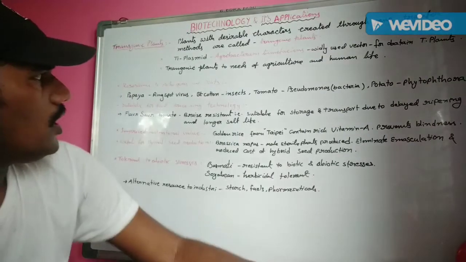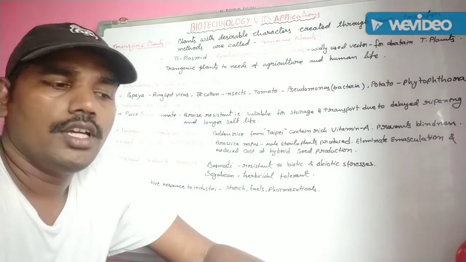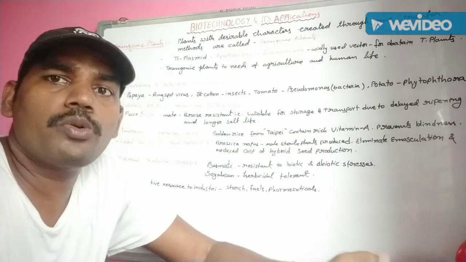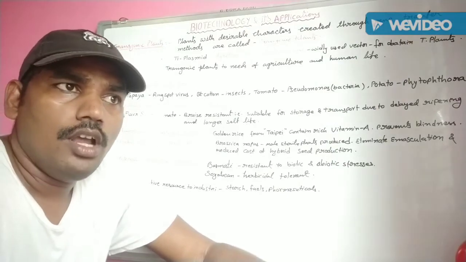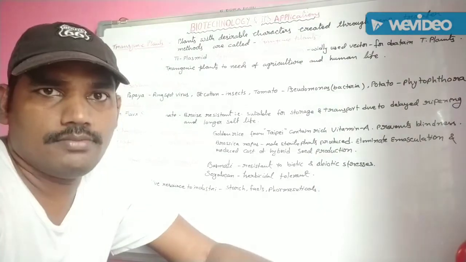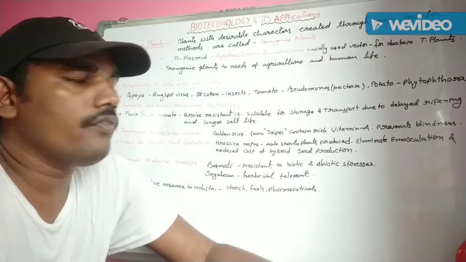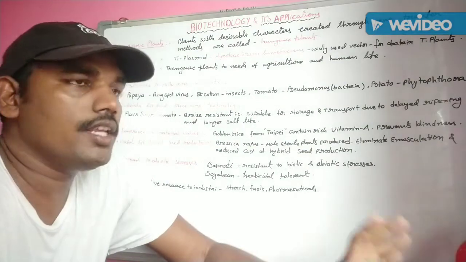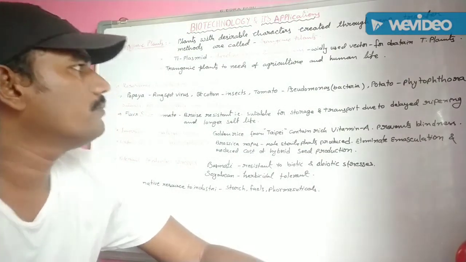The next one: transgenic plants are a need of agriculture and human welfare. It is very much needed in agriculture. This means crop improvement programs, disease resistance programs, high nutrient utilization, and high yielding formation. These different types of properties are obtained from transgenic plants. Hence, transgenic plants are very necessary for agriculture and human welfare.